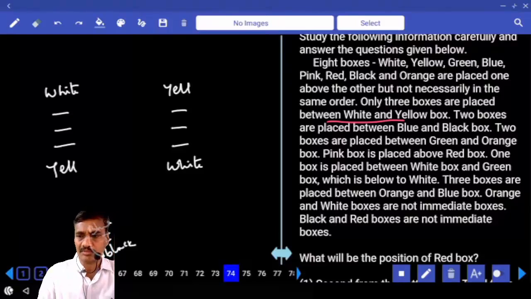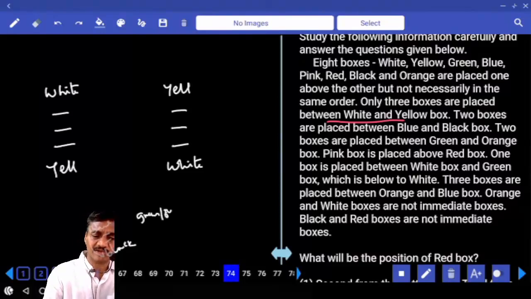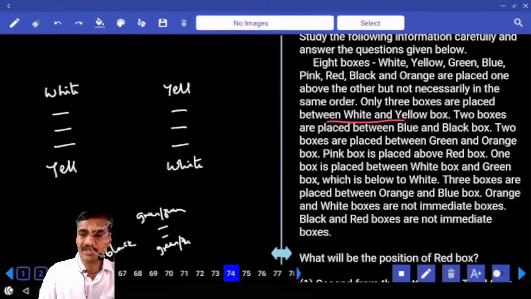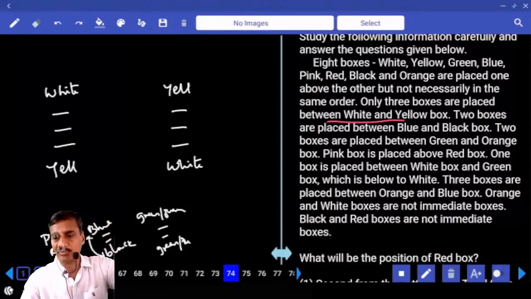And next one, 2 boxes are between green and orange. Again between green and orange, there must be exactly 2 boxes. And pink box is placed above red. Now this pink is above red. Immediately pink is above this red. And next one, and 1 box is placed between white and green.